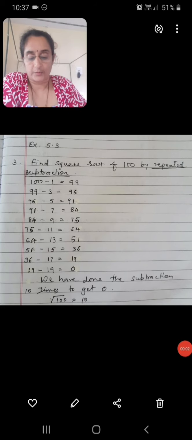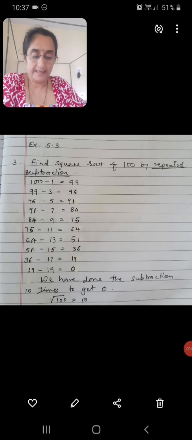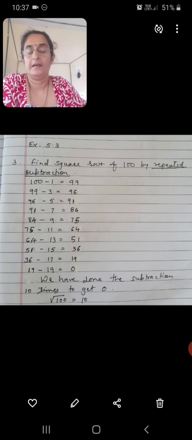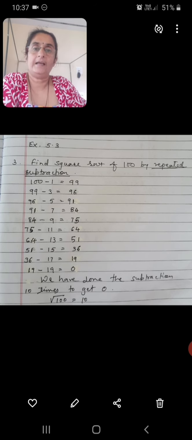Let us go to question number 2. Without doing any calculation, find the numbers which are surely not perfect squares. Some numbers are given. We have to tell whether these numbers can be a perfect square or not. Seeing the end number or units place, we can guess, because we have learned all square numbers end with 0, 1, 4, 5, 6 and 9. No square number will end with 2, 3, 7 or 8.